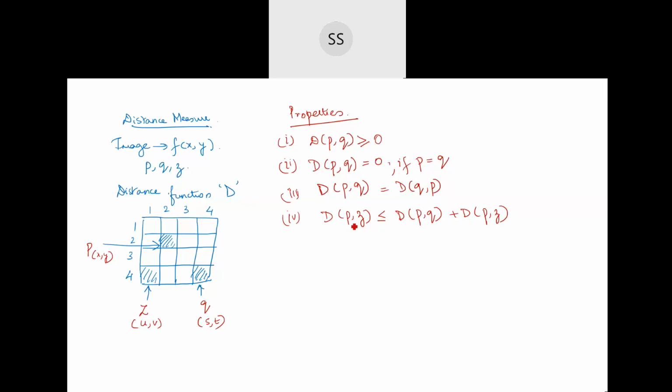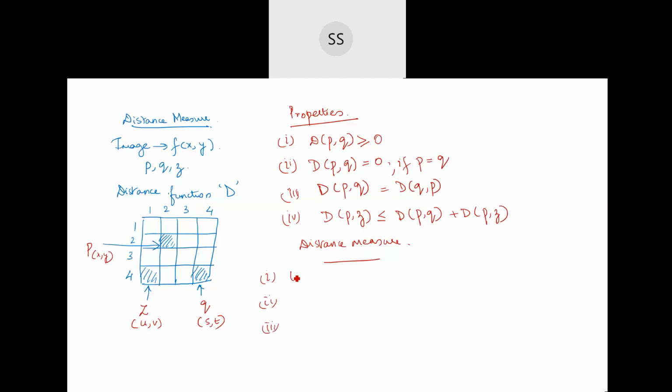So these are the 4 properties for your distance function. The same way, you need to measure the distance. How do you measure the distance? To measure the distance, we have three ways of measuring it.